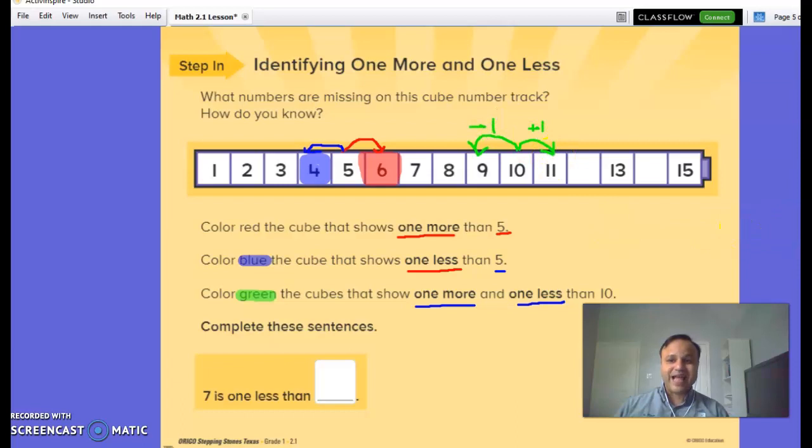Very good. Now, I have to color them. So which one do I want to color first? So let me see what they're asking me. They're asking me to show one more than and one less than 10. One more is coming first, so let me do one more. So it's 10. One more is going to my right, so I'm going to color this one green. One less, I go to my left, so let's color this one green. Very good. Awesome job. If you have all of these, like the one that I have, you are doing a great job.